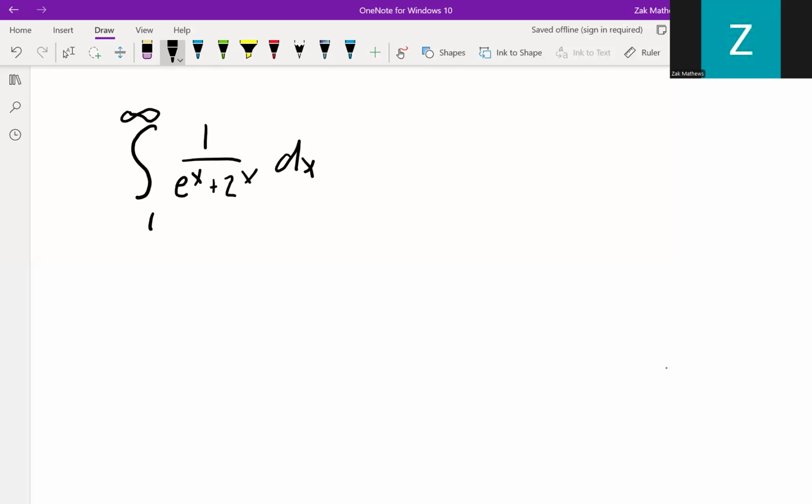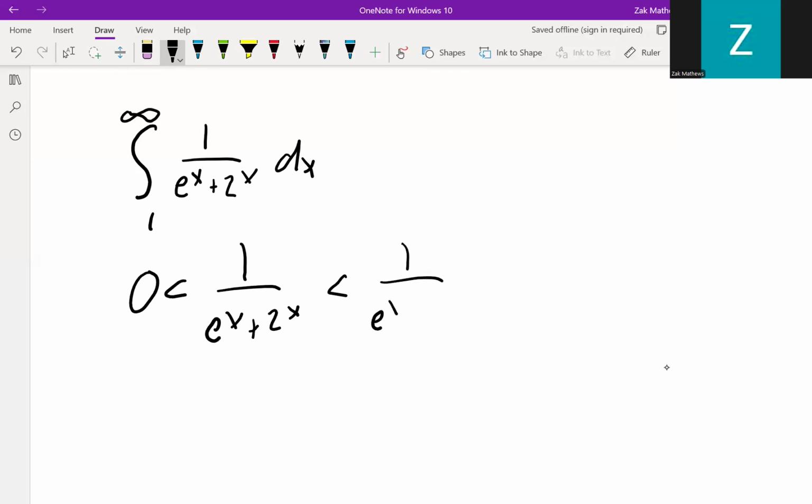It's not comparable to the 1 over x. It's much, much larger. E to the x much larger than even an x squared. So I'm going to look for my direct comparison test. I know this thing is greater than 0. And in order to do that integral, the thing that's making it challenging is the fact we have two different components in the denominator. I'd love to be able to drop one or replace one.